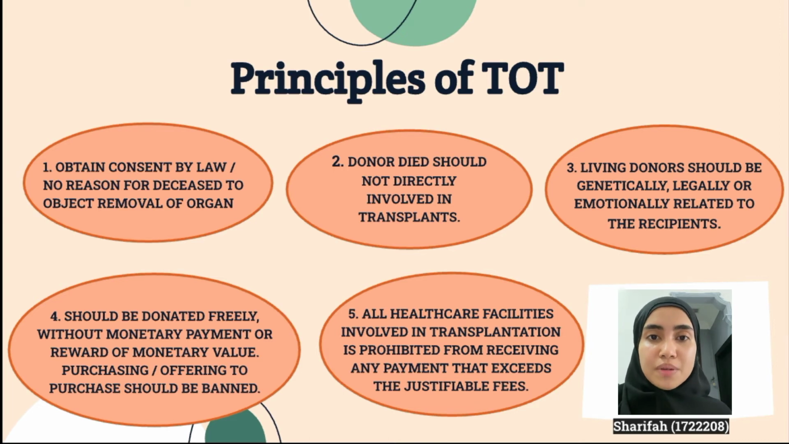And third, living donors may be genetically, legally or emotionally related to the recipient. So basically donations by unrelated donors may be a source of concern, such as the donors are not immunologically well matched with the recipients. And fourth, cells, tissues and organs should be donated freely with no monetary payment or reward. So purchasing or offering to purchase for transplantation, or sale by the next of kin of the deceased, should be banned.